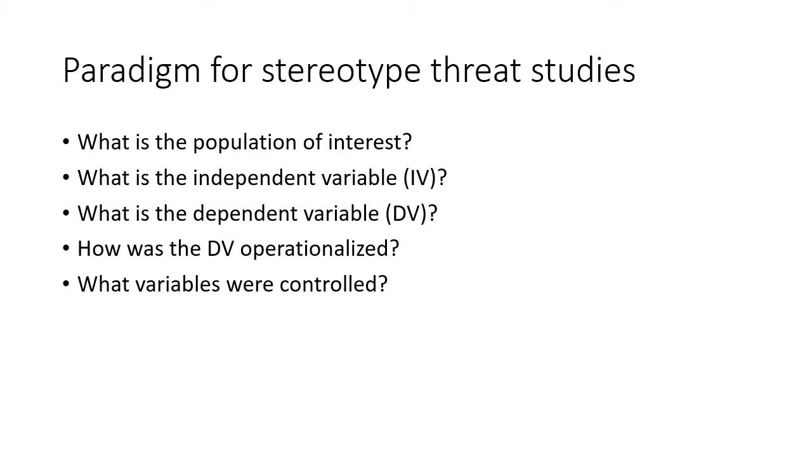So what is the population of interest? What is the independent variable and the dependent variable? How is the dependent variable operationalized? And what variables were controlled? And then we'll refer a little bit to these studies later in the lecture.